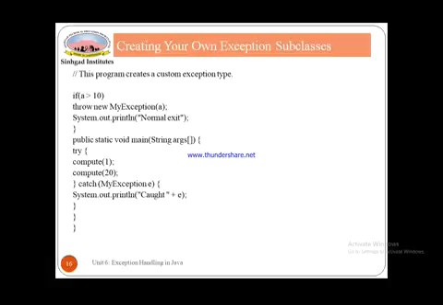This program creates a custom exception type. If a is greater than 10, throw new MyException(a), System.out.println("Normal exit"). Then public static void main(String args[]), try, here in compute we assign some values: compute(1), compute(20). Then catch MyException e, we simply display the exception with the help of println, "Caught" plus e.